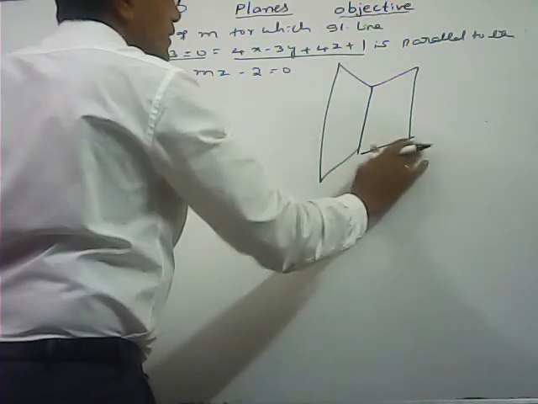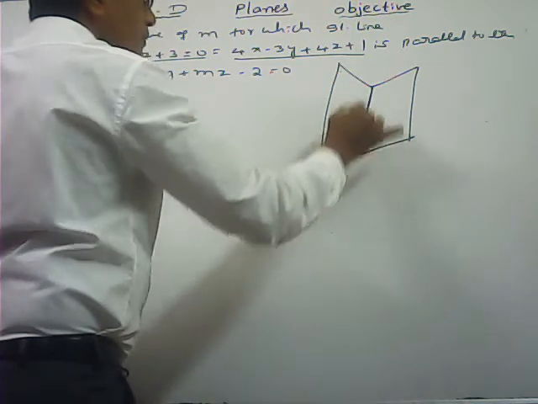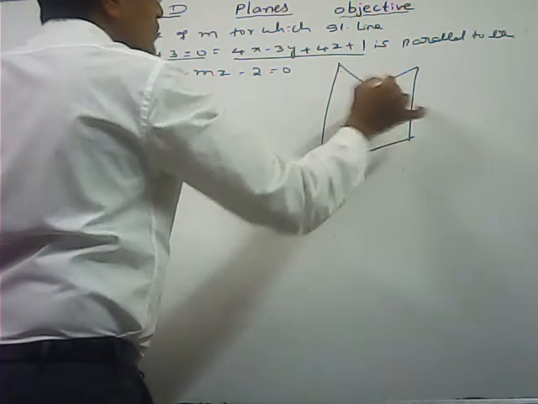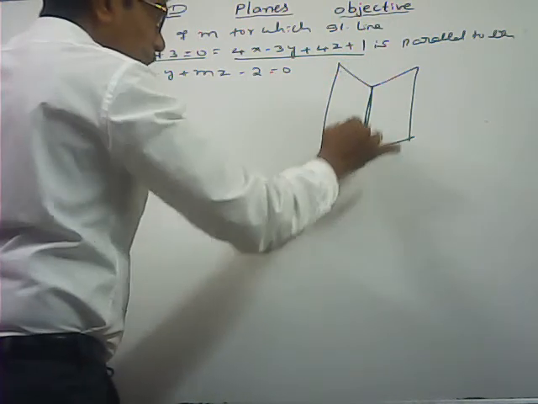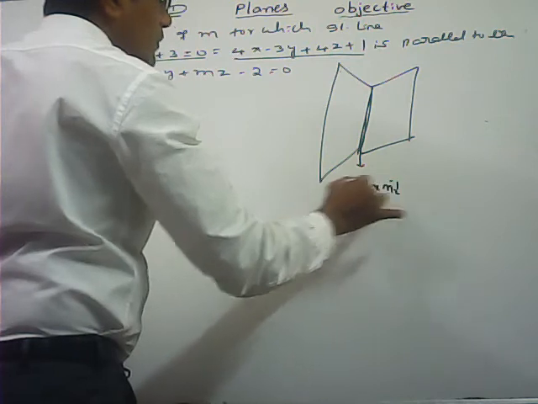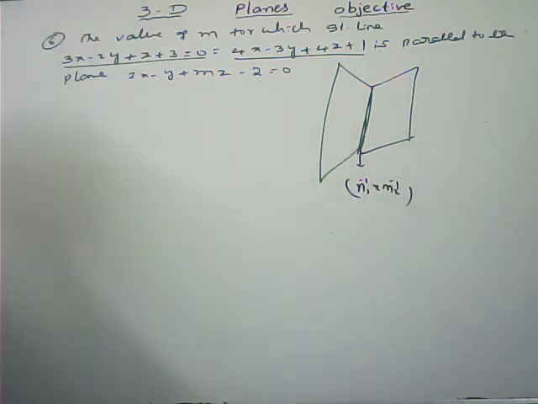Here two planes are there. This is the line of intersection. So this is perpendicular to both n1 bar and n2 bar. So the line of intersection is in the direction of n1 bar cross n2 bar. If two lines are parallel, their d.r.s are in the same ratio.